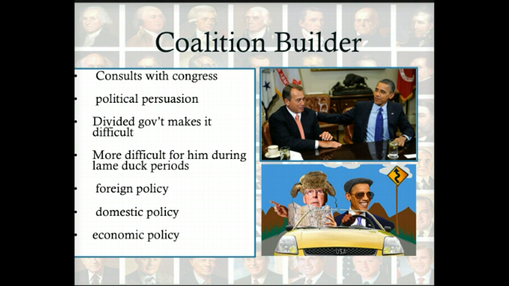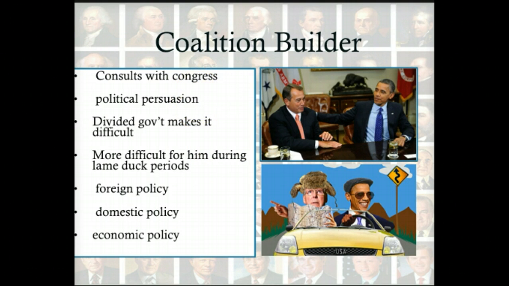Okay, with the State of the Union, the White House communications between the White House and the Capitol. There's all sorts of ways that the president communicates what he wants and tries to accommodate what Congress members want. Political persuasion. This again is a lot like the bully pulpit.